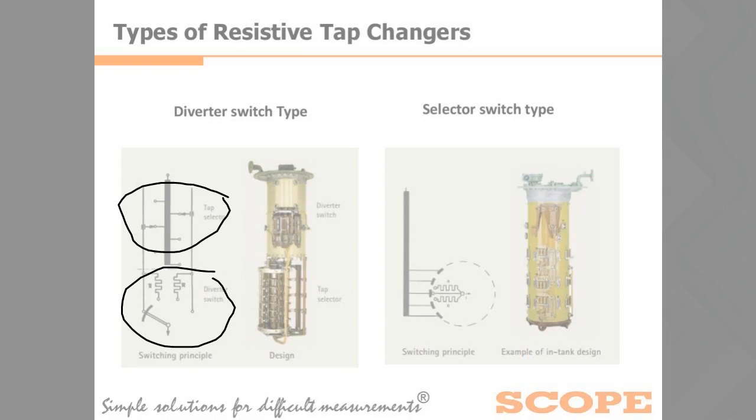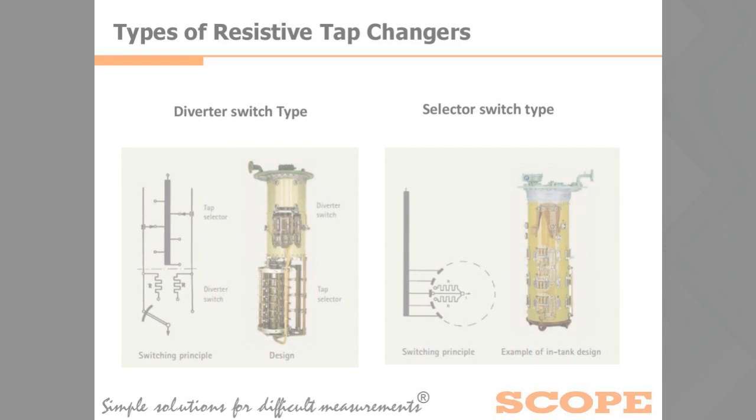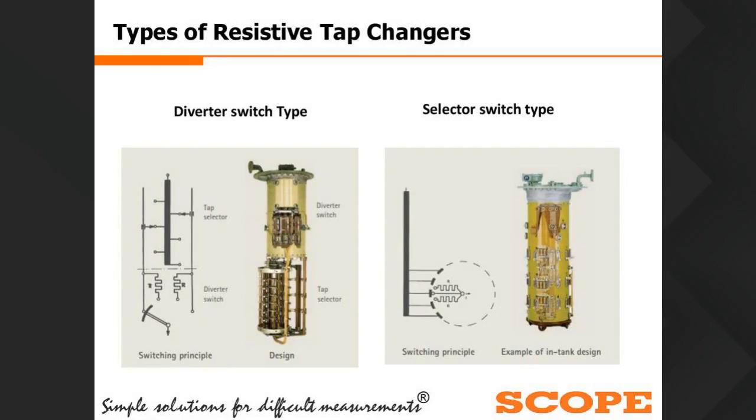In the diverter switch tap OLTC, or tap selector, you can see the tap selector at the top and the diverter switch at the bottom, and this is mostly used in the transformer. The second one is the selector switch type, where both the tap selector and diverter switch are at the same point, that is a common point. So this is the difference between diverter switch and selector switch.